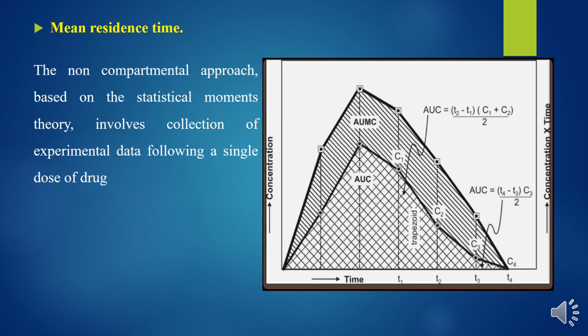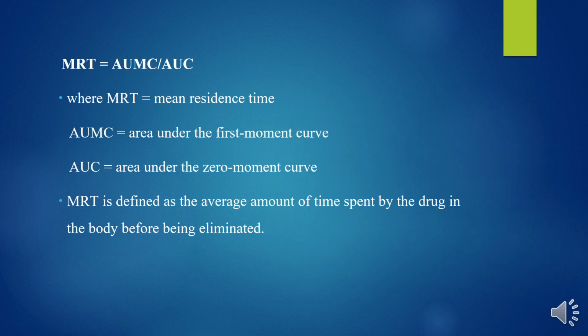Next term, the mean residence time. We can see this concept in terms of the non-compartmental approach. Based on statistical moment theory, we apply the non-compartmental approach, and it involves the collection of experimental data following a single dose of the drug. So we can see the mean residence time. When we plot concentration versus time, this is the AUC and this is the AUMC. So we know how we can determine the AUMC.